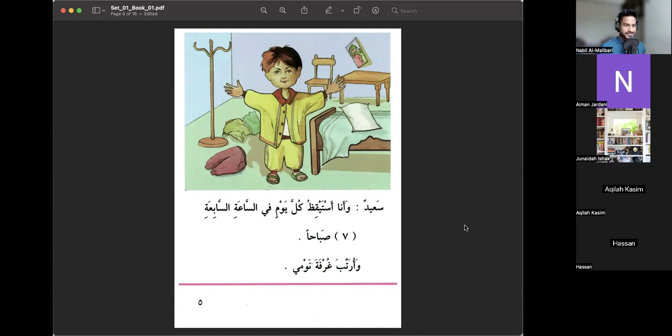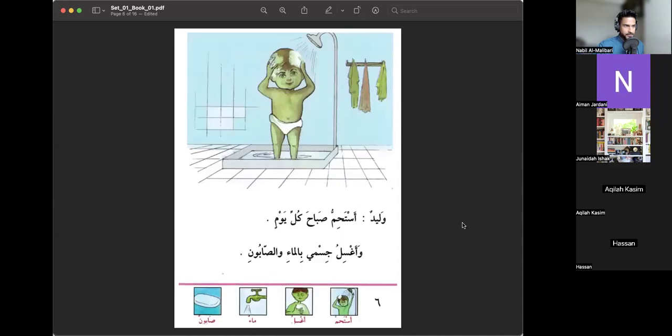And I wake up every day at 7 in the morning and I arrange my bedroom. Ahsanti, very good. I want to hear the "my bedroom". It means you have a strong grasp of the word. Ghurfata nawm means a bedroom. If I say ghurfata nawmi, it means my bedroom. Ahsanti, very good. Okay, Kirai, you get the fun part.